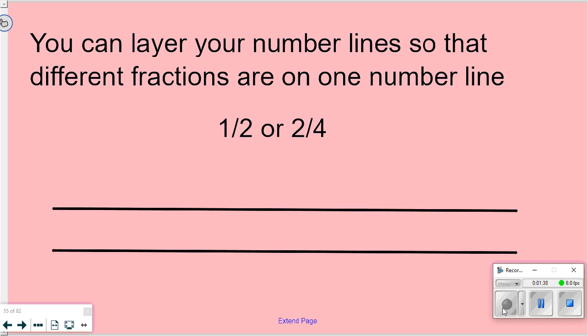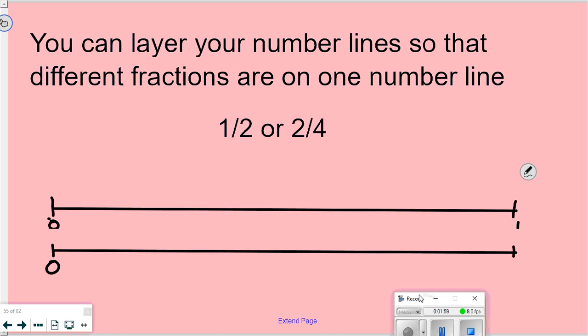So we've got our two number lines drawn. We know that both of these number lines are going to go from 0 to 1. Go ahead and label them. That first number line, I'm going to label 1/2. Go ahead and label your first number line 1/2. That should be pretty easy peasy.